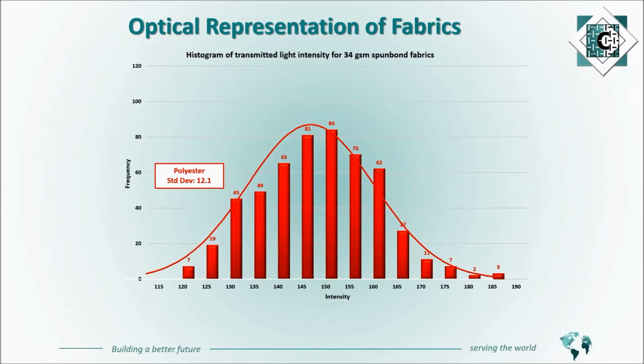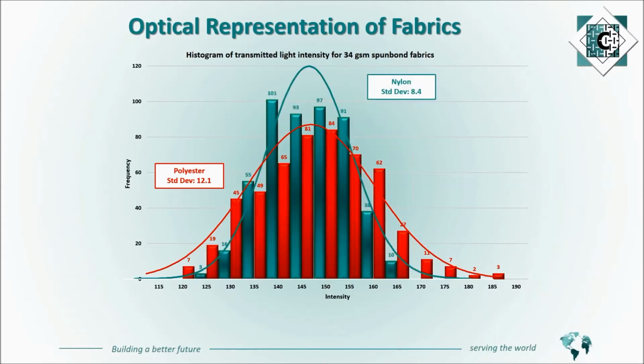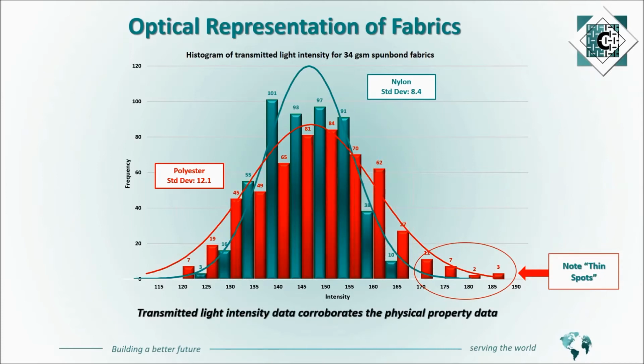For the 34 gram samples, again, the red representing the polyester, the green the Cerex, is a similar type of chart. Now the product is a little heavier, a little bit thicker, so you don't see as dramatic a difference between the standard deviations. But again, the Cerex is substantially more uniform than the polyester. And again, please note those thin spots on the side. So we feel as though the light transmitted data that we have here corroborates the physical data very specifically. And we think statistically both cases show that the nylon is much more uniform than the polyester substrate.